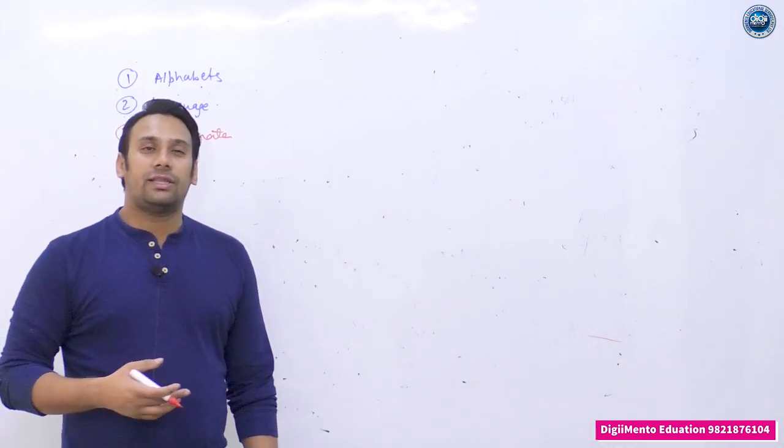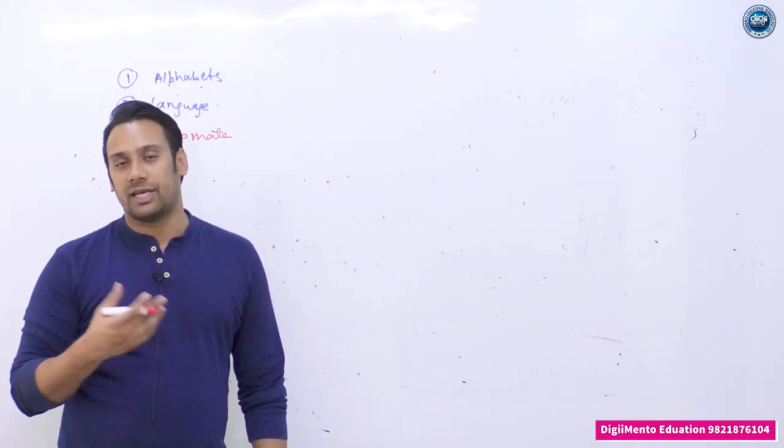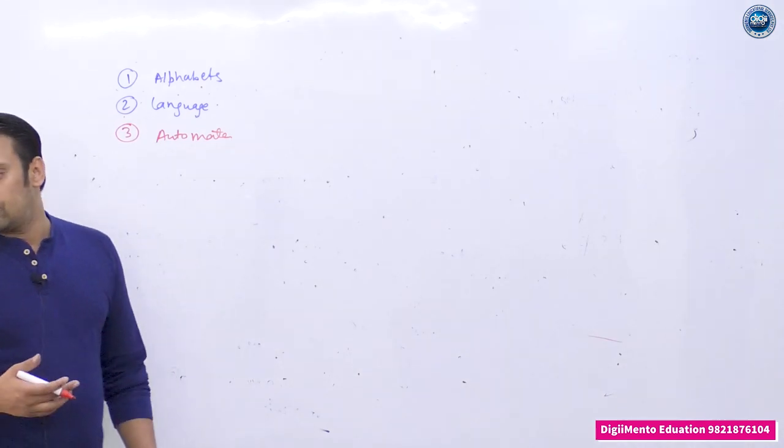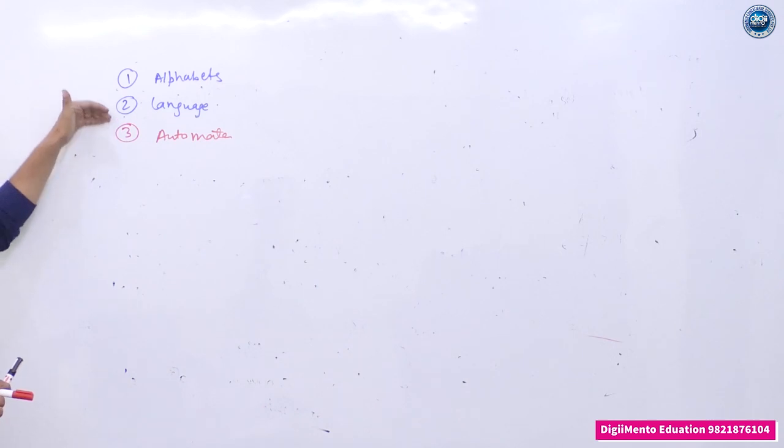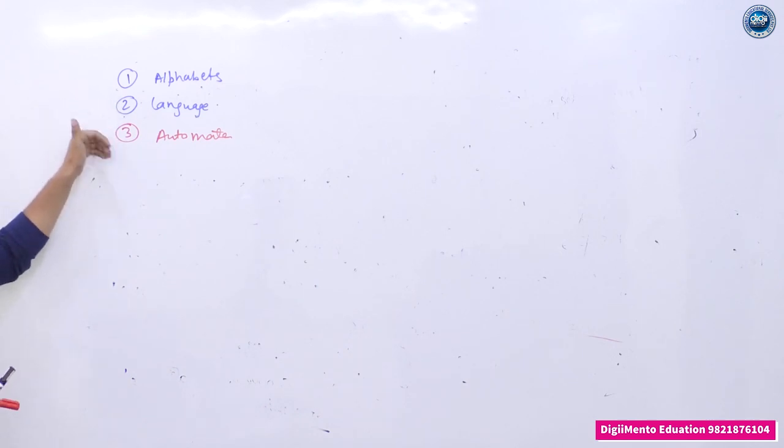In this subject, I think we'll be taking like 100, 150 examples of a language. So these things we are going to cover in this subject. But right now I'm just telling you the difference between a language and an automata. What are these things?